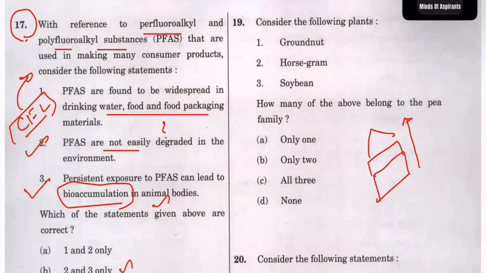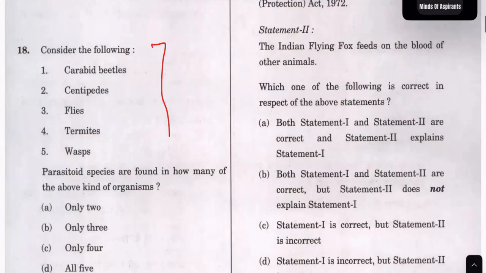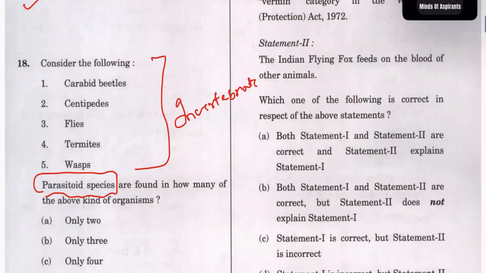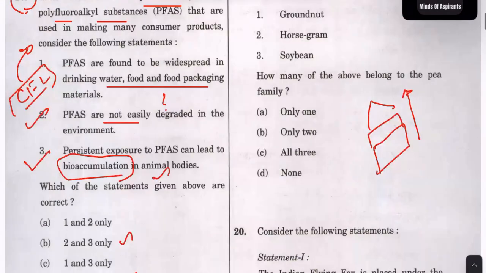Actually, this can also be taken as an easier question. This was a tough question. This talks about the invertebrates. I do not know the answer for this question. Parasitoids. They are talking about parasites. What are all the parasites which are there? Parasites means one organism negative, one organism positive. But I'm not sure about this answer.